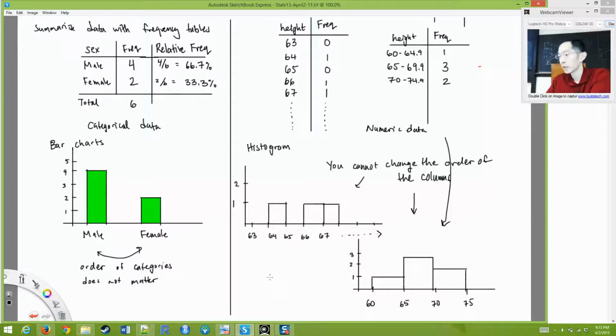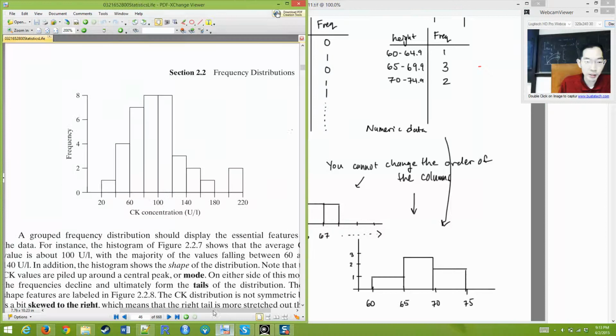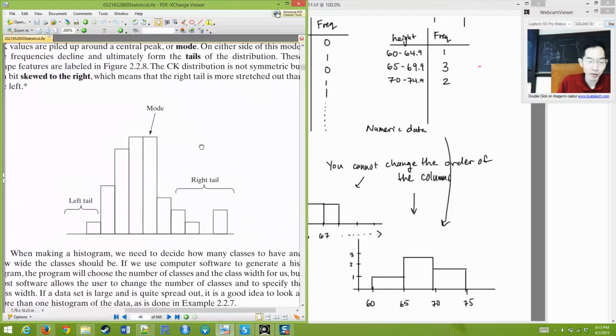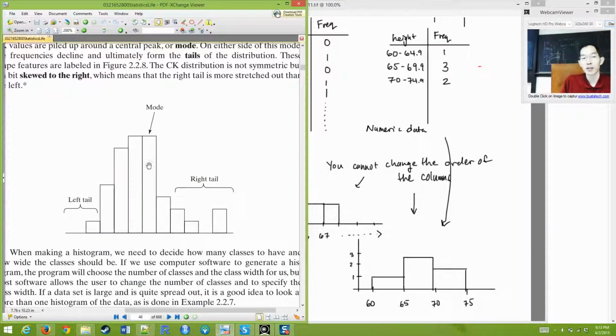When you look at a histogram with a shape like this, the part that is up high indicates the mode, meaning values that are more common. As you go to the right and the numbers drop off, that's known as the right tail of the distribution, and those on the left are known as the left tail of the distribution.